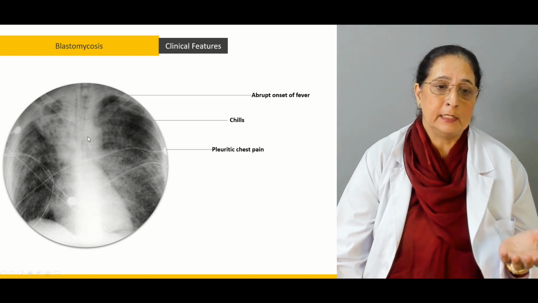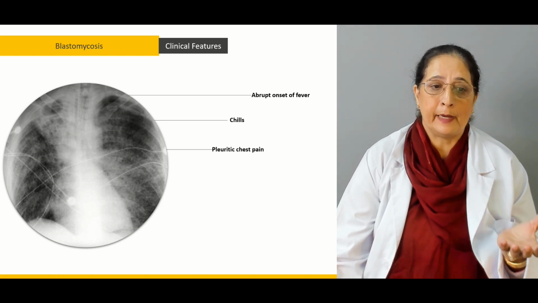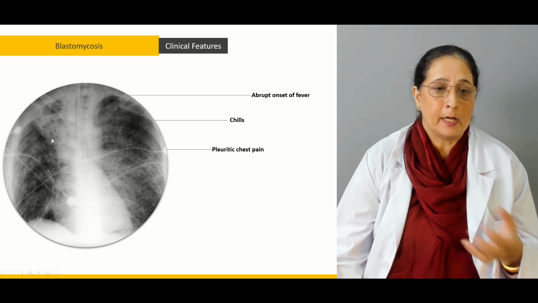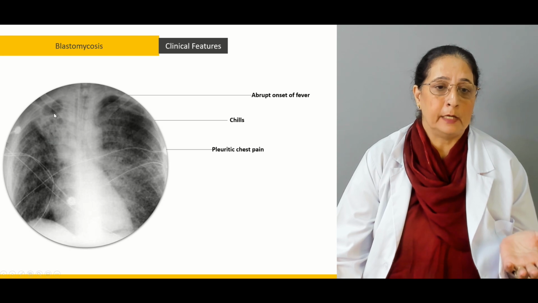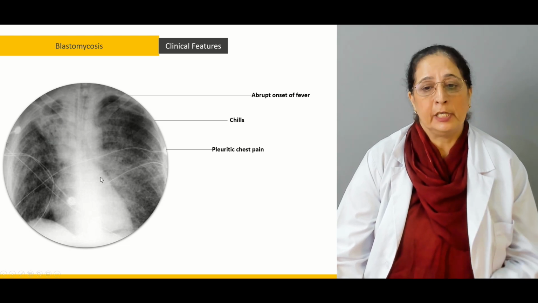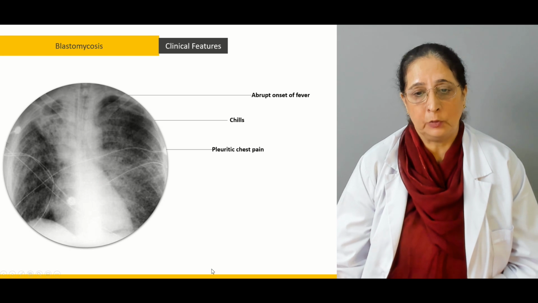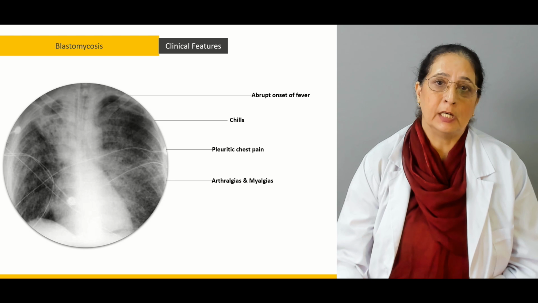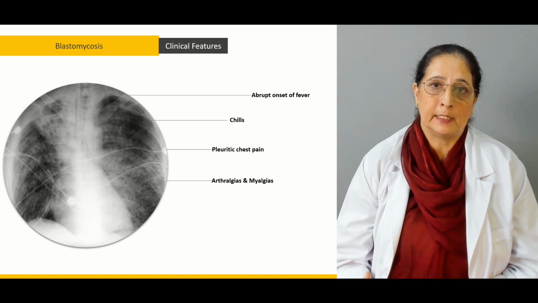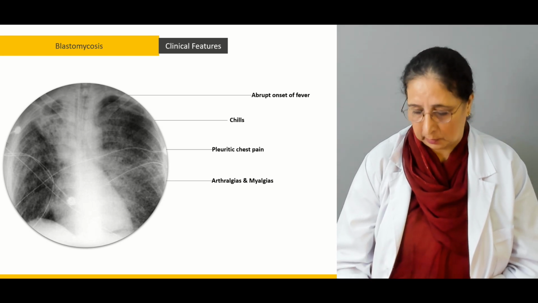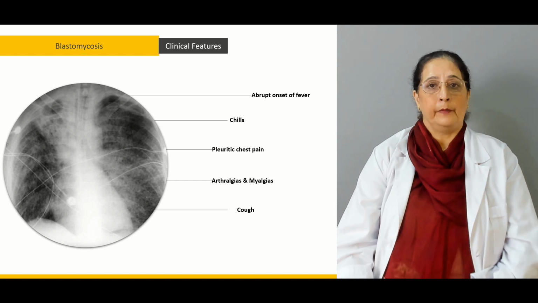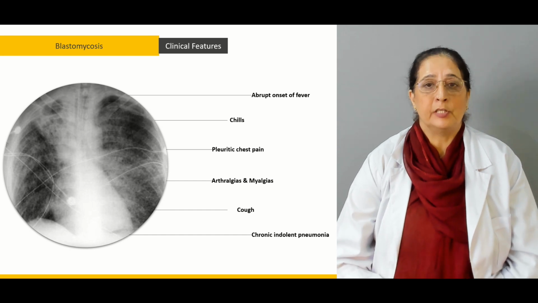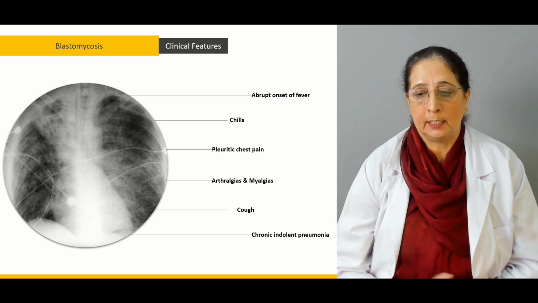And since we can see this X-ray and all these findings, we can see on this X-ray the cavitation and pus and all that effusions. So chest pain is very likely to occur. Then arthralgias and myalgias, pain in the joint, muscle pain, body aches are also present. Cough is present in blastomycosis, and there is chronic indolent pneumonia.